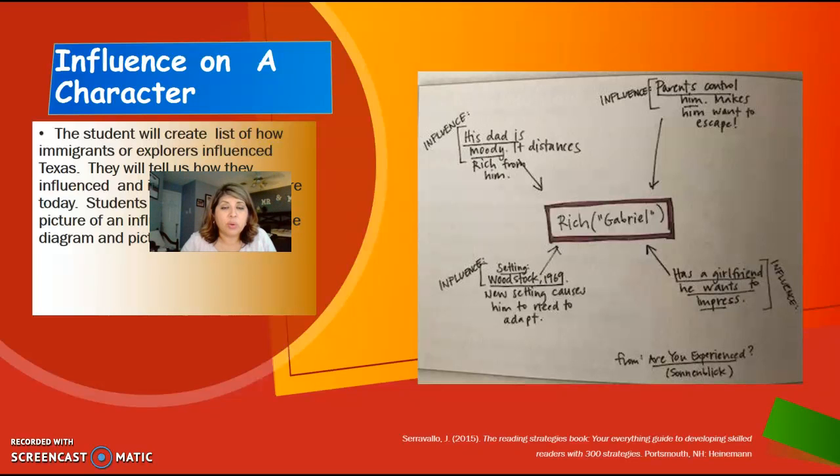And then you could also have them draw a picture or tell us a little bit about a famous explorer or an immigrant here. So this strategy you can really expand on, or you can limit it to just what influences the characters here, or the immigrants or the explorers.